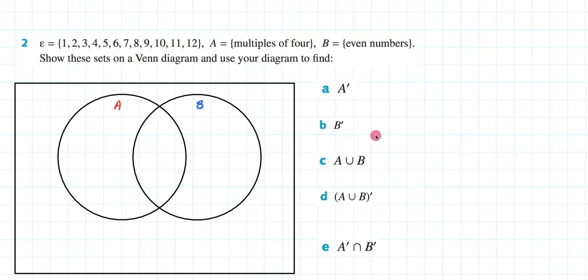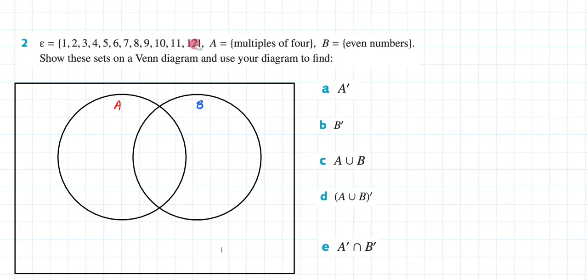Okay, so we are now in exercise 9D. This is question 2. Let's read it. Epsilon, my sample space, is 1 to 12. A is equal to the multiples of 4, remembering that this exists inside my sample space. And B is my even numbers, again, which exists within my sample space. Show these sets on a Venn diagram and use the diagram to find these things right here.